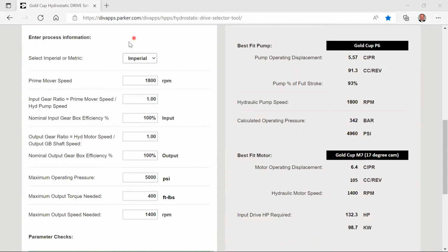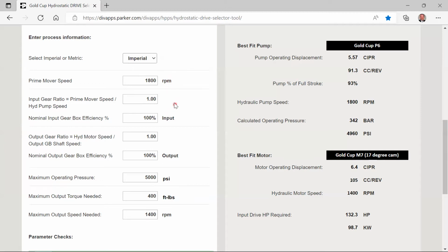Walking our way through the input data, you can first select the units you'd like to work in, imperial or metric. By selecting metric or imperial, the only change to the units will be to the maximum operating pressure and the maximum output torque required. Next, you enter the prime mover speed.